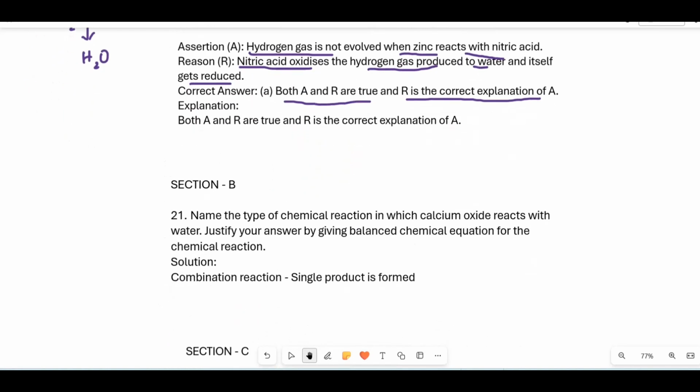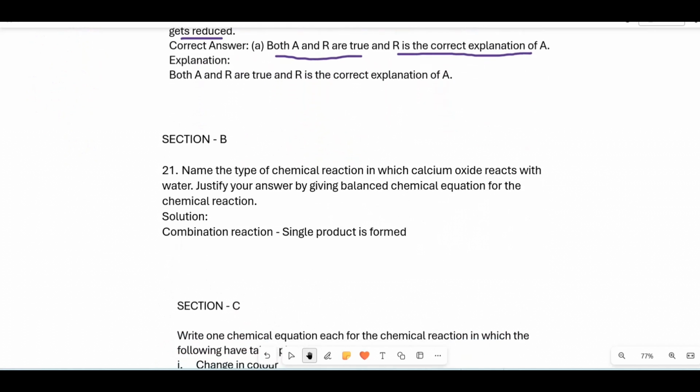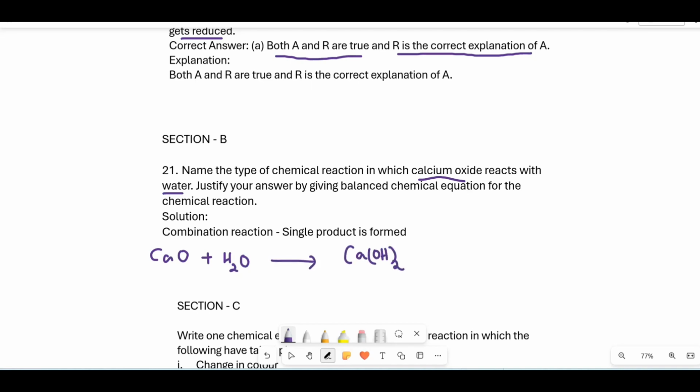Now the Section B question. Name the type of chemical reaction in which calcium oxide reacts with water. Calcium oxide reacts with water to give calcium hydroxide, Ca(OH)2. So this is an example of a combination reaction, and a large amount of heat is liberated. This is an exothermic reaction.